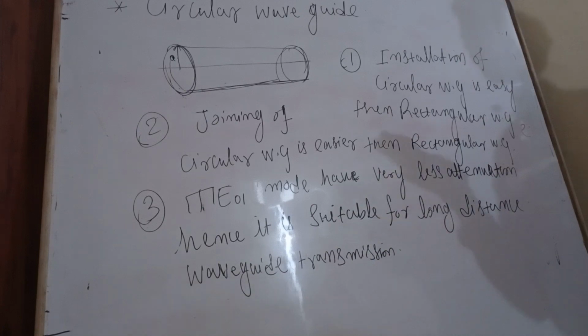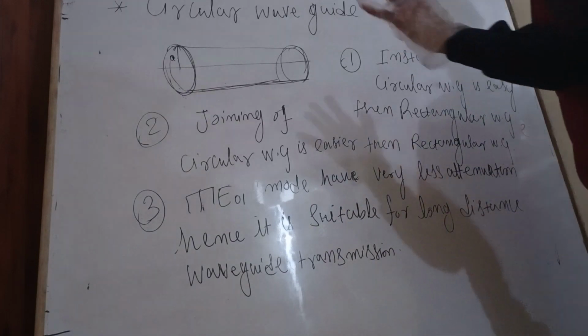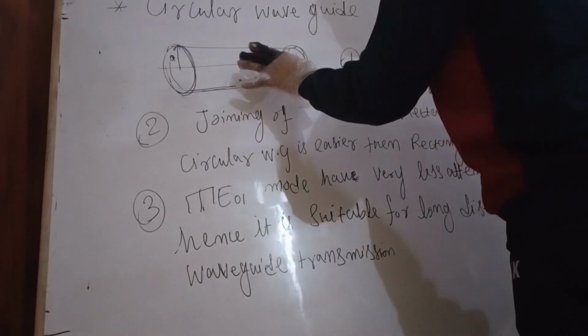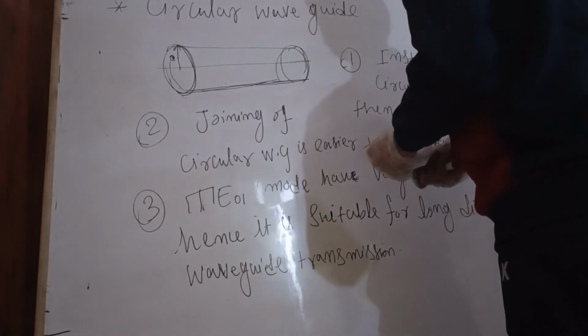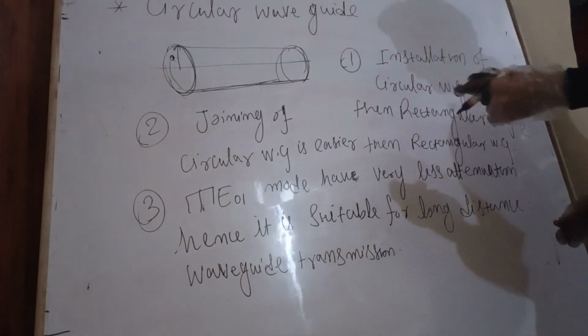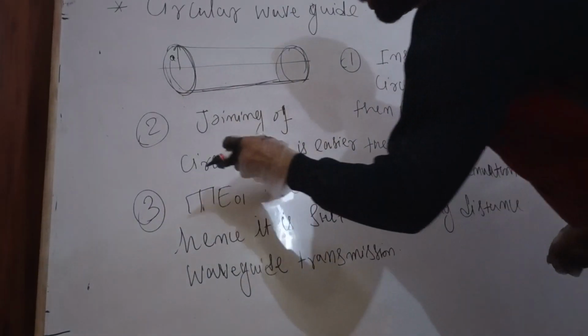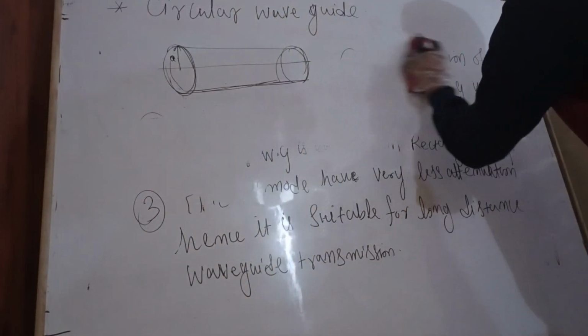And if you see the disadvantages, I will tell you that the disadvantage is about its dominant mode. What is the dominant mode for circular waveguide?